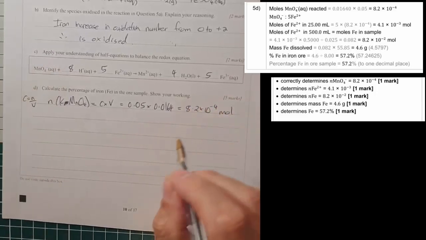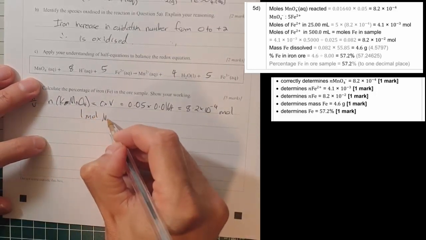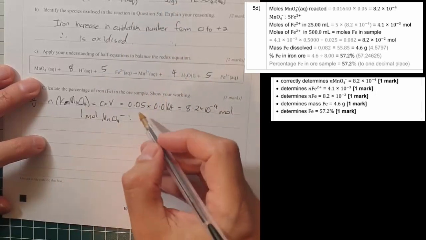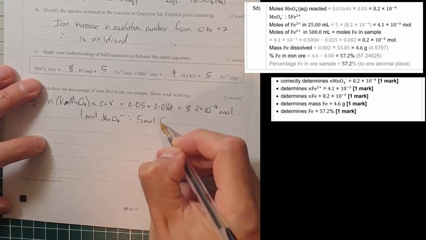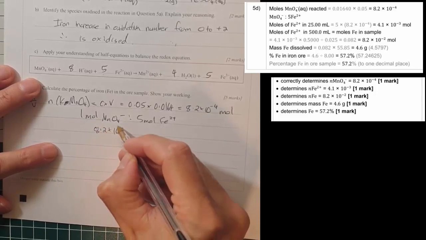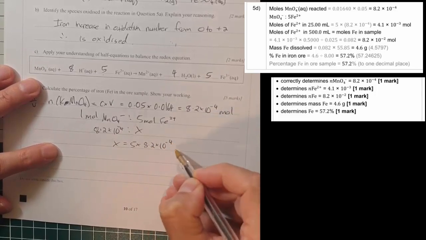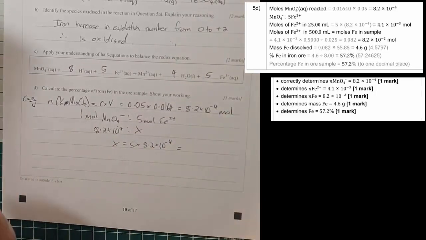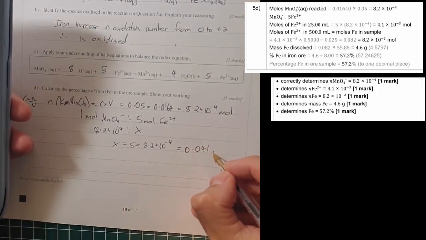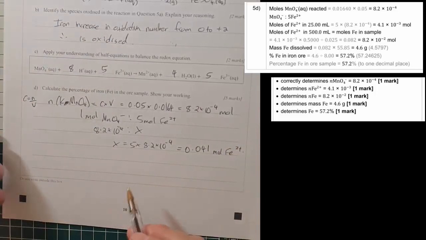So that's how many moles of potassium permanganate we used. One mole of permanganate was neutralizing 5 moles of Fe2+. So 8.2 × 10^-4 is to x. So x equals 5 times 8.2 × 10^-4, which is nice. It's still on my calculator. So 0.041 moles of Fe2+.